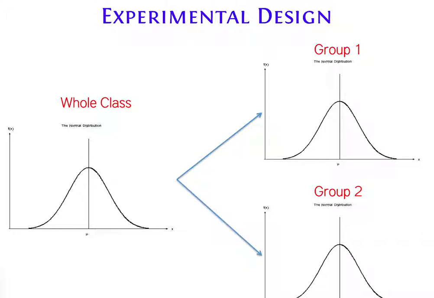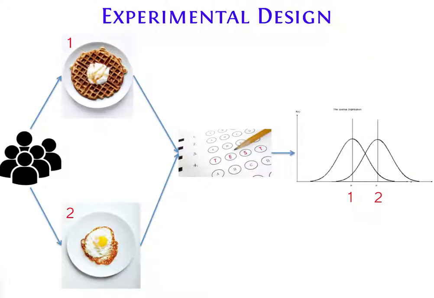This random assignment is the key to experimental design. Now I can take these two equal groups and have one group eat eggs for breakfast and the other eat waffles for breakfast. Breakfast food is my independent variable, and there are two conditions: eggs or waffles. Then I could give the whole class the same test. Score on that test is my dependent variable.